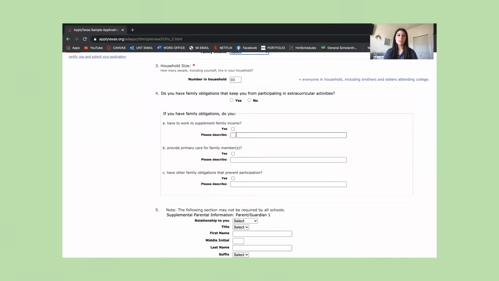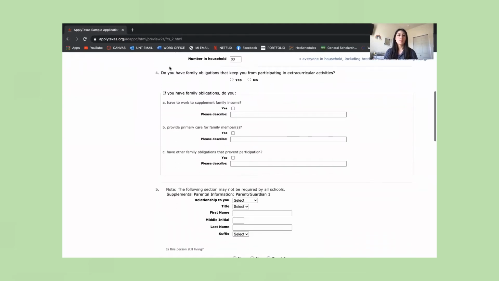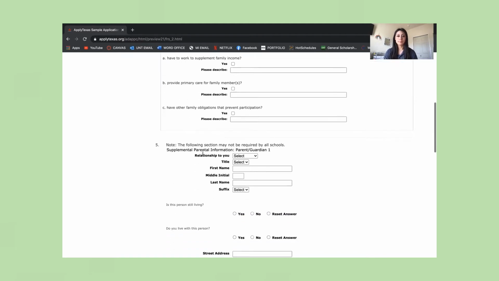Household size, and this is including yourself, as you can see. And pretty much here in this section, it's, do you have any family obligations that keep you from participating in extracurricular activities? And so if this pertains to your situation, then I recommend you fill this out as well.